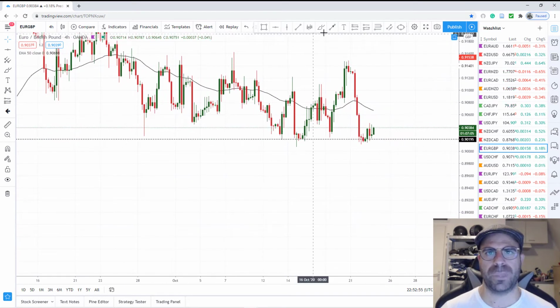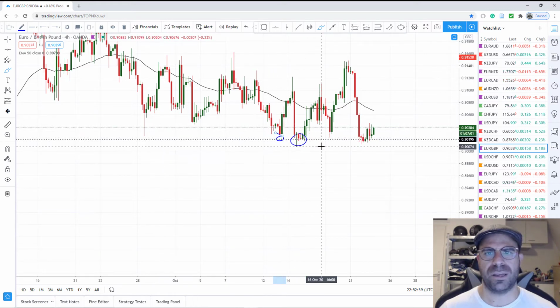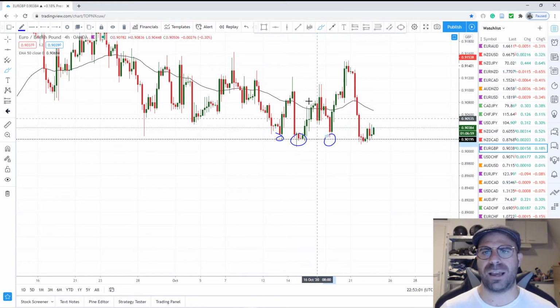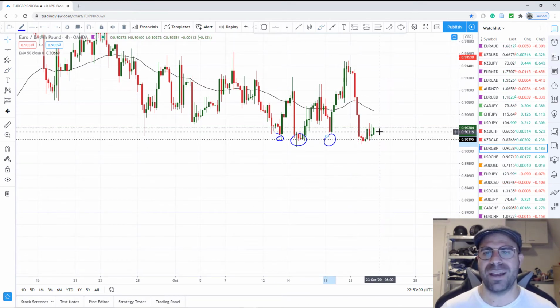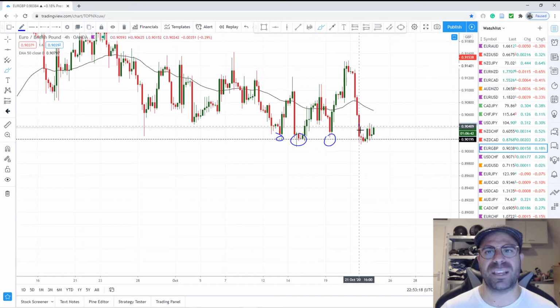Let me zoom in. Okay, you have this touch, you have this previous touch, and almost a touch. And the number one mistake beginners make is that you think that the price has to come exactly back at this level. And if it doesn't just touch this level, it becomes invalid. This is a mistake, guys, and I will show you why it is a mistake.